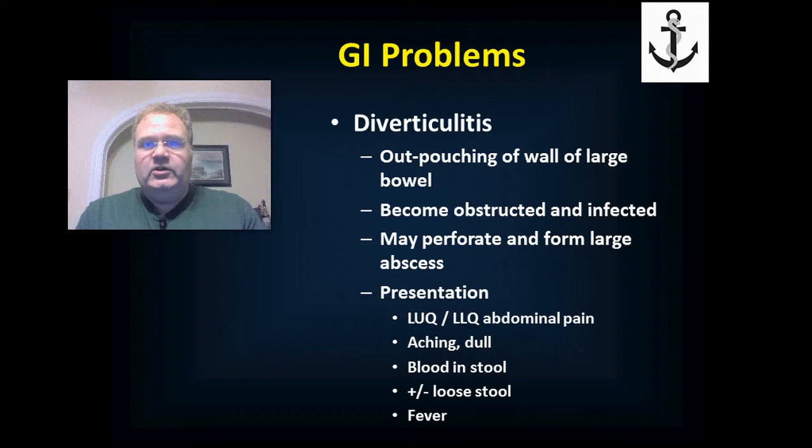Diverticulosis is the most common cause of painless bright red blood from the bottom per rectum, but it's not always seen with diverticulitis, but it's kind of helpful if they're having left lower quadrant abdominal pain and there's a little bit of blood in their stool, then that makes you pretty suspicious. They may have some loose stool because the bowel gets inflamed so it doesn't reabsorb water as well. They may have a fever. So all of those things point to diverticulitis.